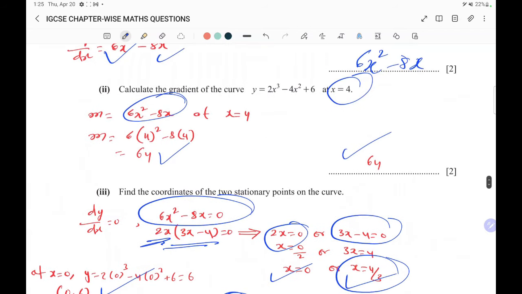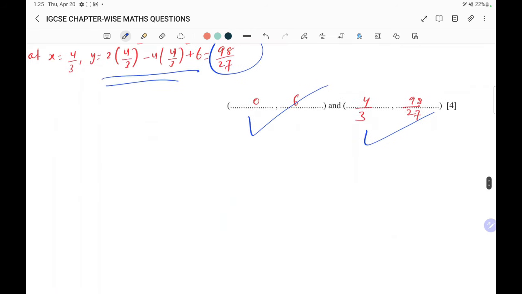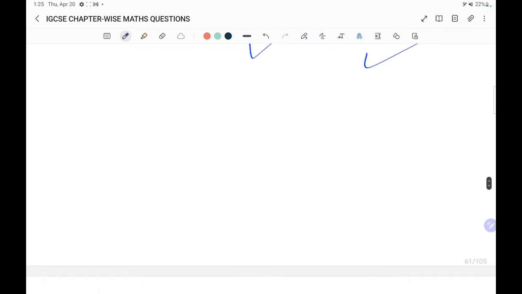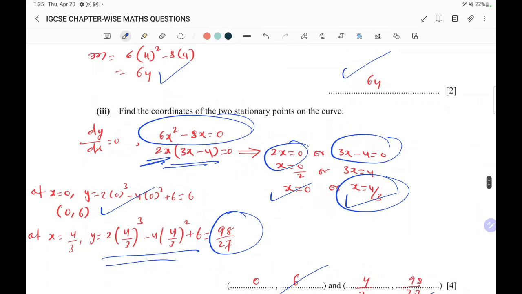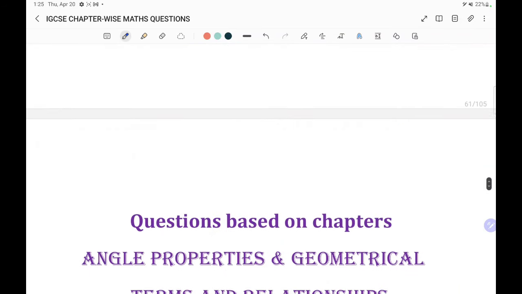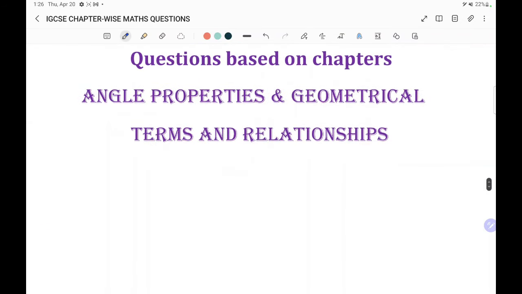But they didn't ask us to check the nature of the stationary point, so we will not find it. But suppose if it is for 6 marks, then we should find it, but it is 4 marks, okay. They didn't ask, we will not find the nature of roots.